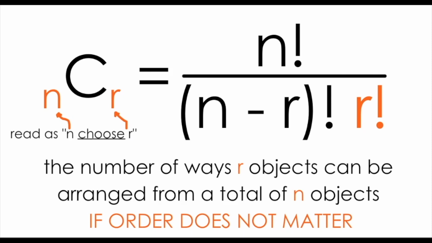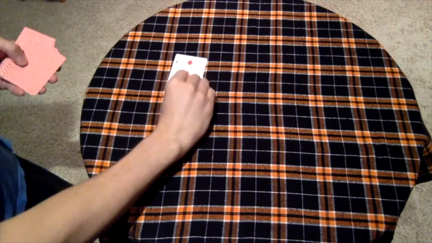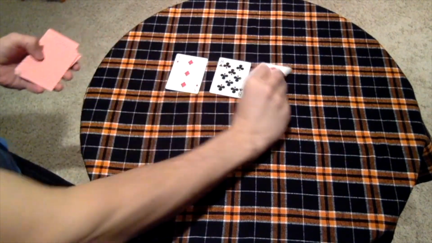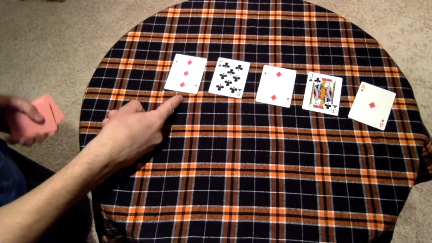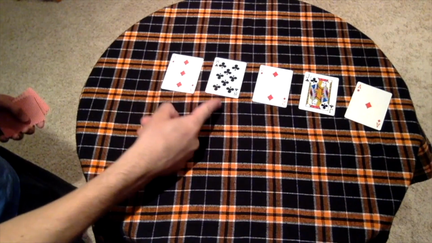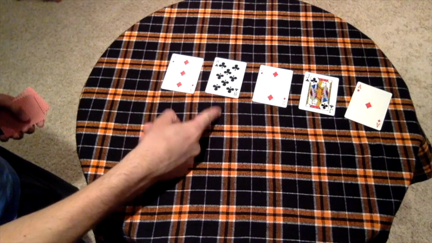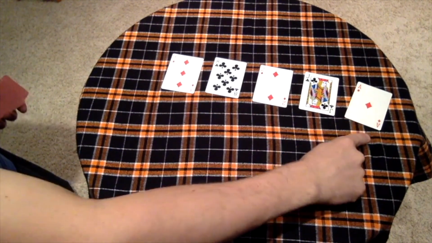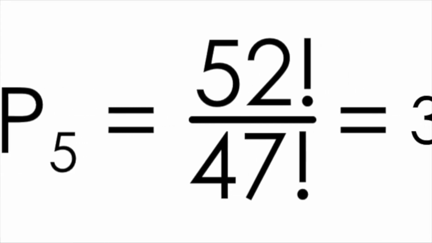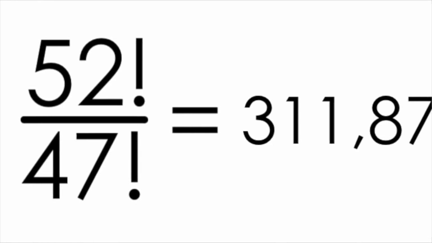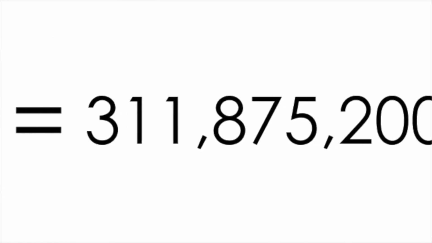But first of all, if these formulas are so similar, how can we determine when order does and does not matter? It's best to demonstrate this by looking at an example. Let's say I get dealt 5 cards from a standard deck of 52 cards. We know that there are 52 options for the first card. With one of those cards removed, we have 51 options for the second, and so on, until the 5th card. I could use the permutation formula to show that there are 52 pick 5 possible ways this can happen.